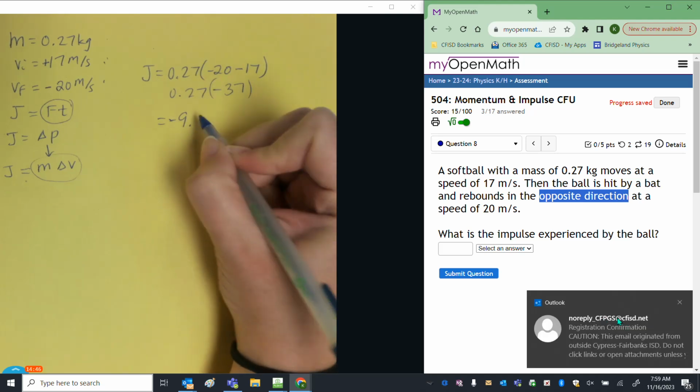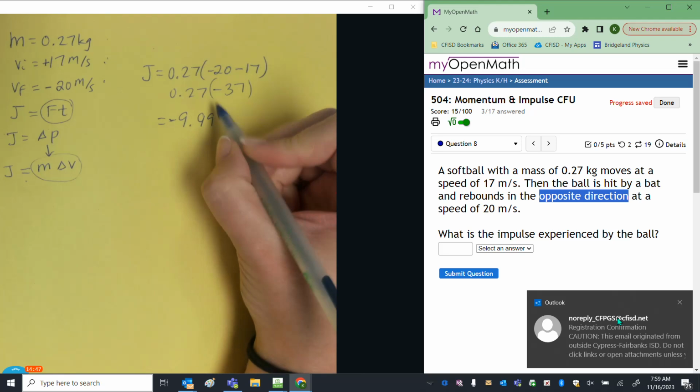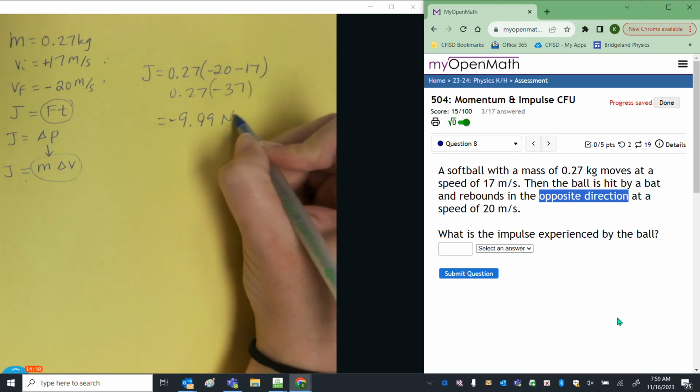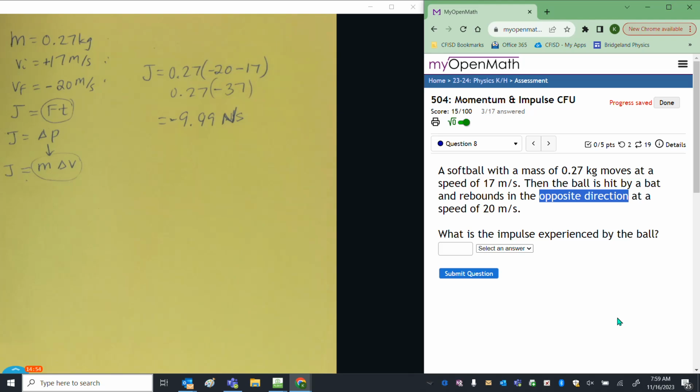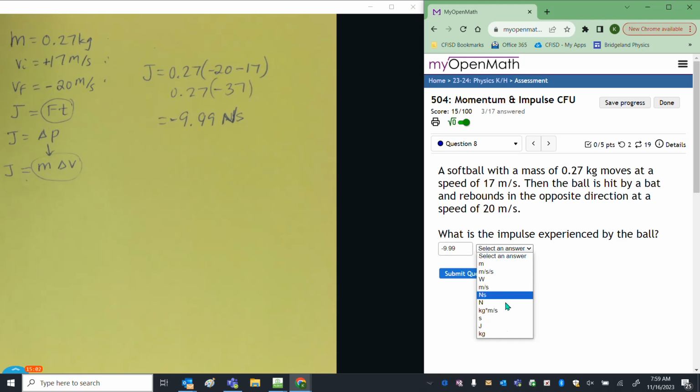negative 9.99. And impulse we typically measure in Newton seconds. Sorry, I wrote that kind of messy. Newton seconds. So let's go ahead and do that here, negative 9.99. And my units, I got a lot of choices here. I'm going to pick Newton seconds. There it is. Submit.